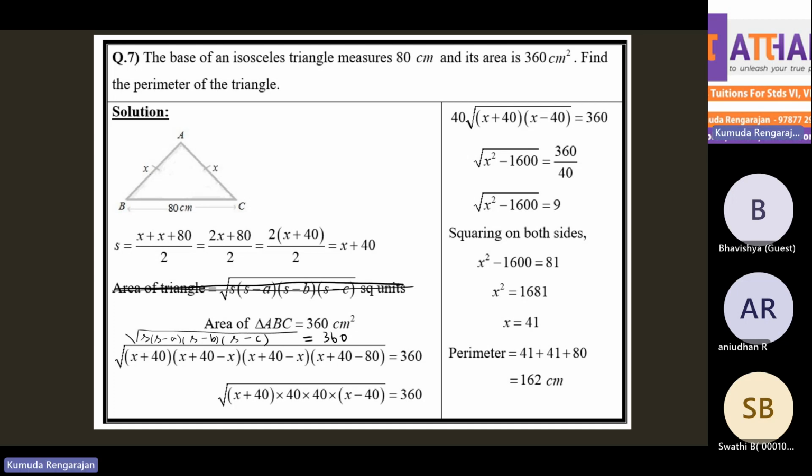Area of the triangle is equal to this. Area is equal to 60. Then what is the formula of the perimeter?